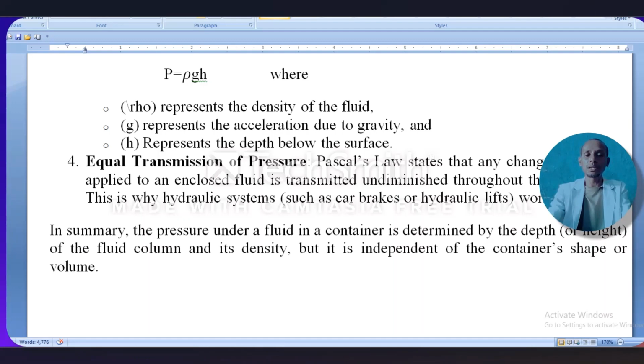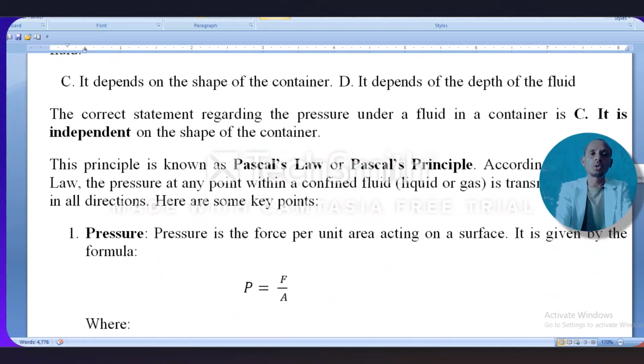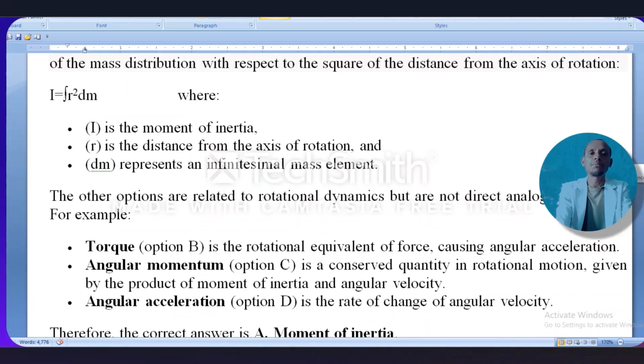In summary, the pressure under the fluid in a container is determined by the depth or the height of the fluid column, and the density, but it is independent of the shape of the container. In general, today we discussed some questions which are useful for students who will take the grade 12 entrance exam.